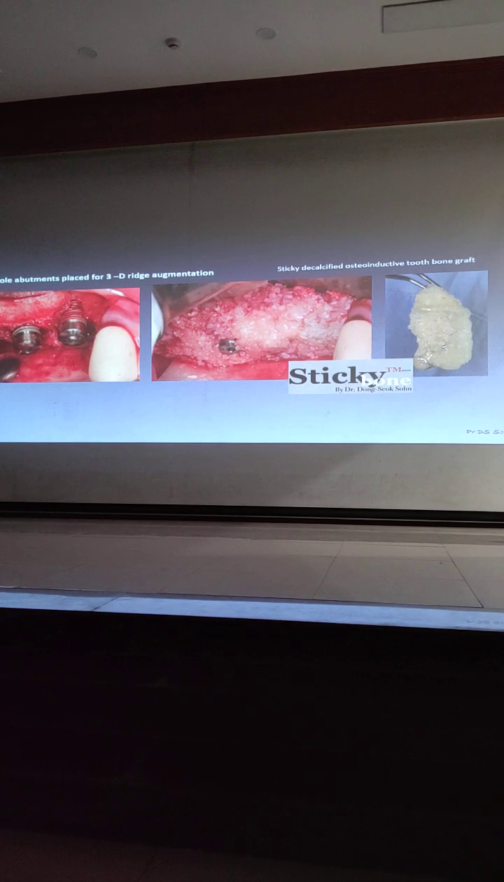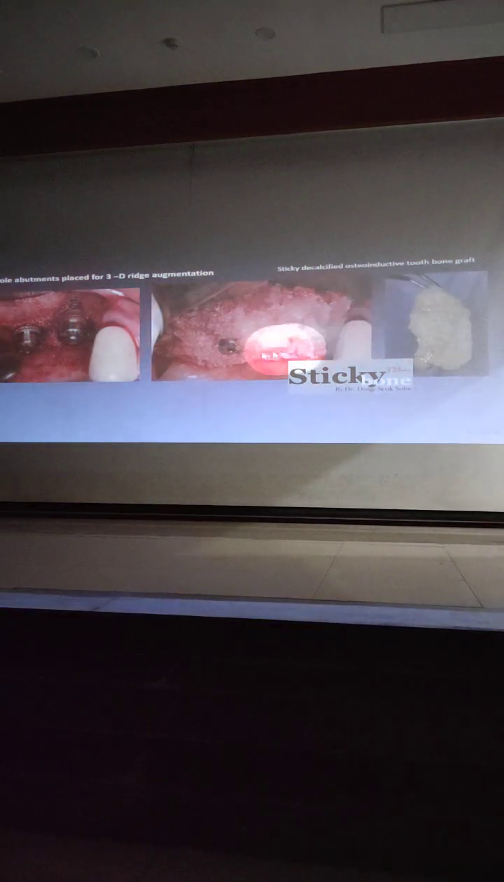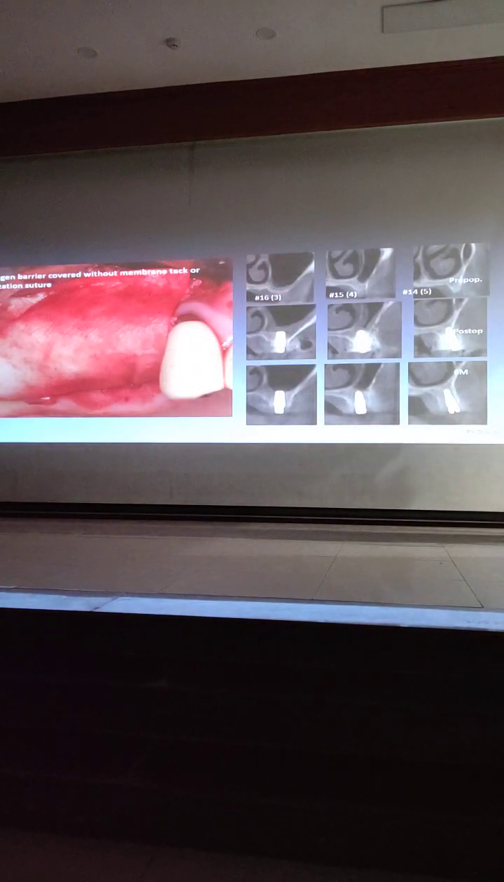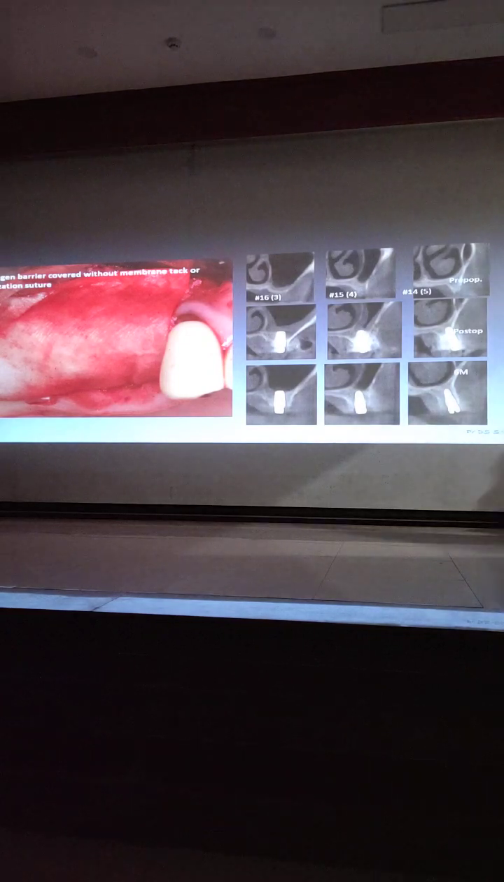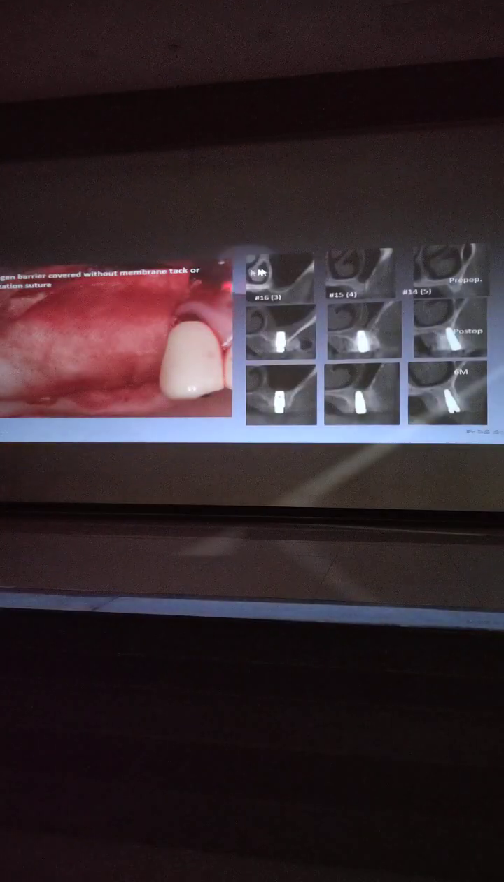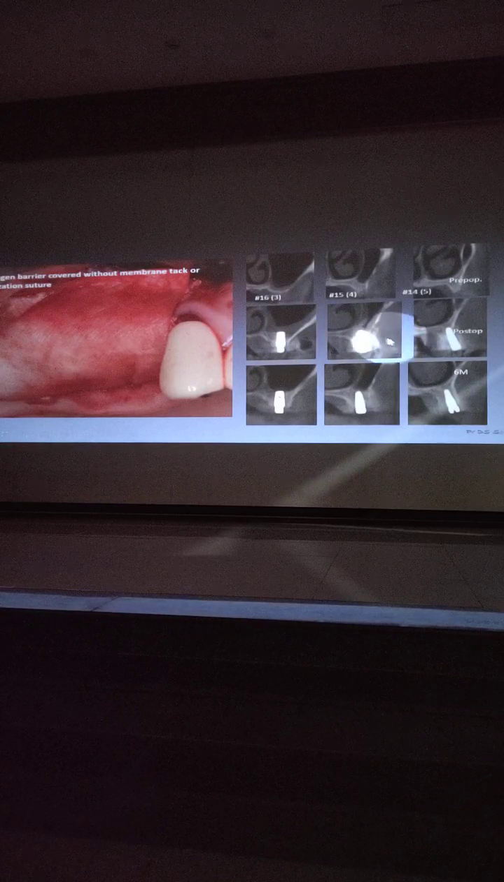The patient's extracted teeth were prepared into osteoinductive tooth bone graft at chair side, and sticky tooth bone was grafted at the same time, and a collagen barrier membrane was covered without membrane tacks. This is pre-op. This is post-op. You can see about 10 millimeters elevation of the sinus mucosa, and you can see the tooth bone around the implant.